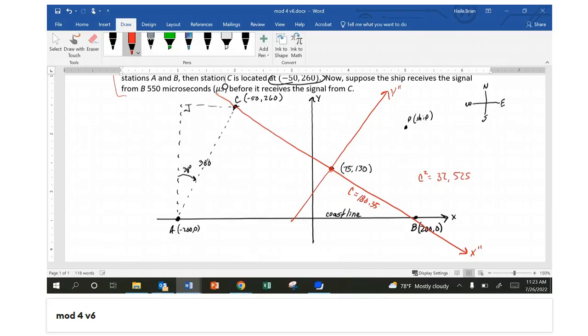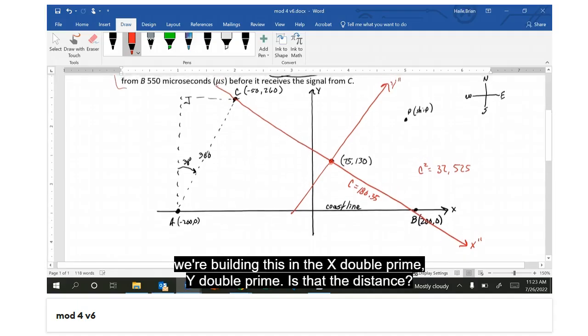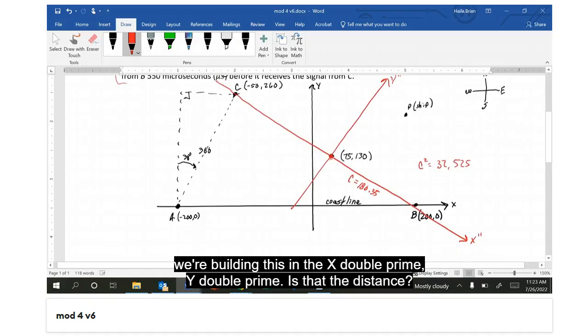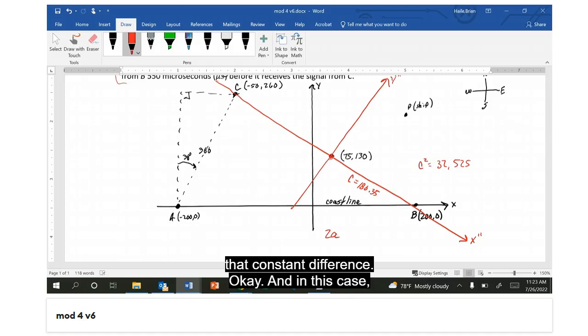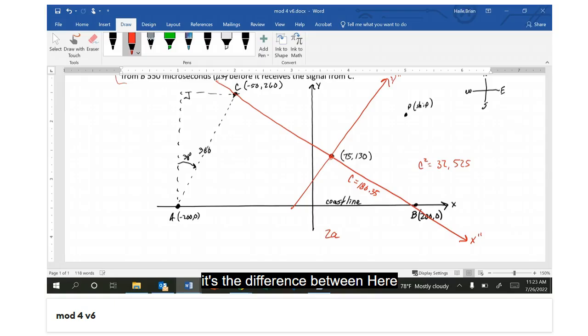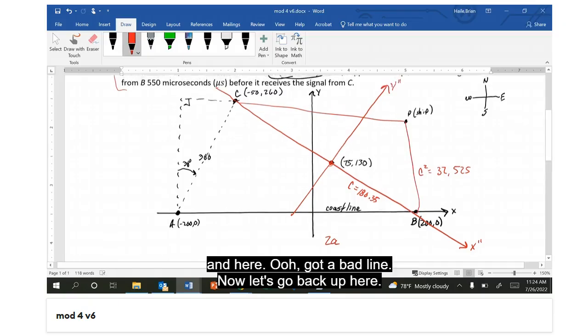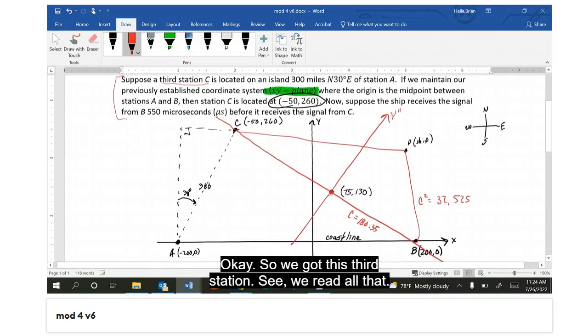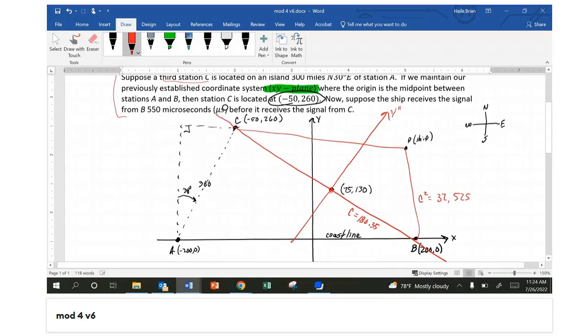Now, what we also know, remember we're building this in the X double prime, Y double prime plane, is that we need this 2A. Again, that constant difference. In this case it's the difference between here and here. Ooh, got a bad line. Now let's go back up here. So we got this third station C, we read all that.